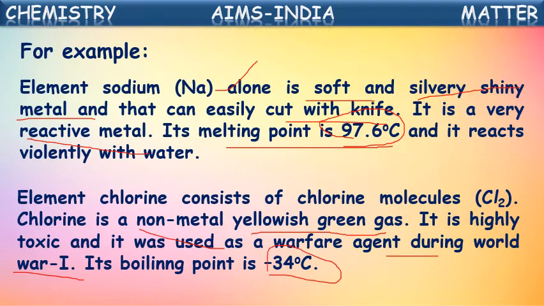See, sodium has these properties: its melting point and its color, a silvery shiny metal, and its nature is that we can cut it with a knife. Like that, chlorine is a diatomic molecule because it forms Cl2, and it is a non-metal, a yellowish green gas, and its boiling point is minus 34 degrees Celsius.